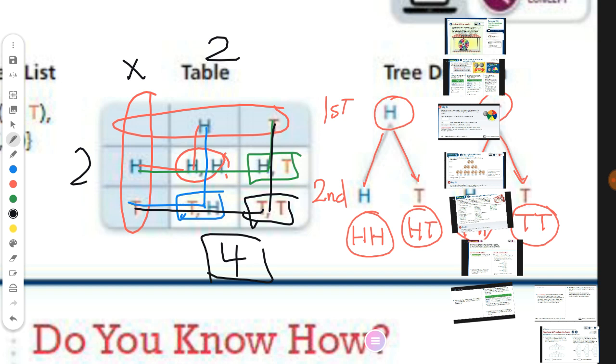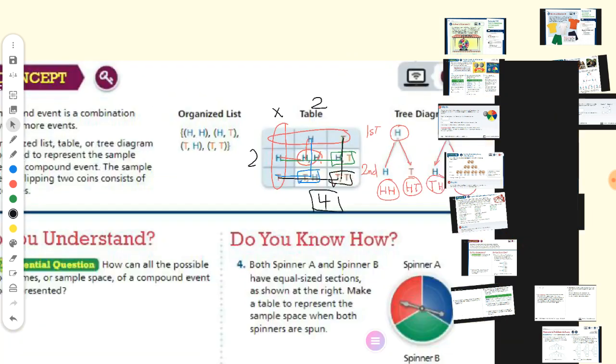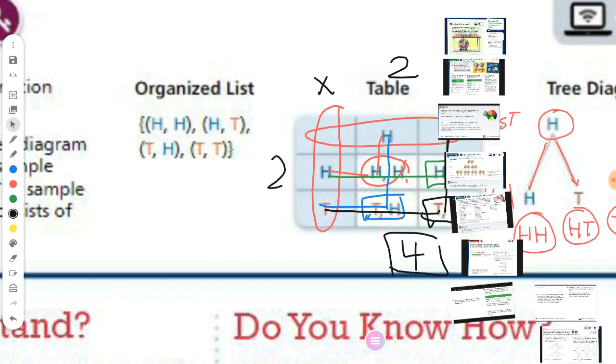I have another way, called a list. What is the list? An organized list. I do it as a list. First time, head, tail, then tail, head, tail, that's it. But the easiest ways are the tree diagram or the table. It's easier to find. These are the three ways of calculating all possible outcomes of more than one event, which is called compound events. Okay? Let's take some examples about that.